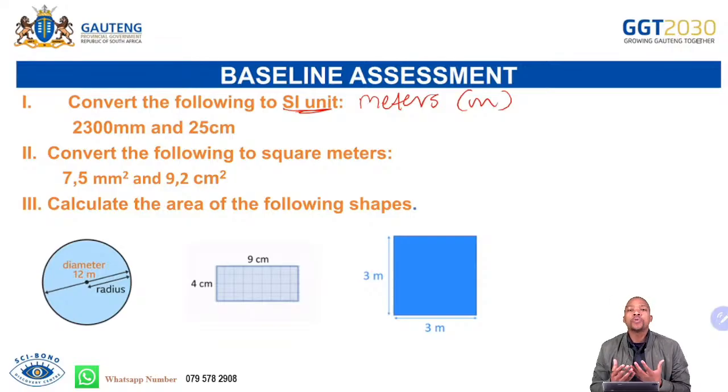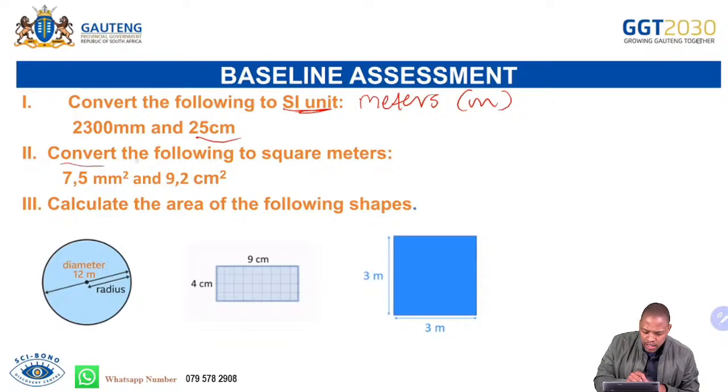Or better yet, let's put it like this. If you see millimeters there, you must convert it to meters. Always, always, always. If you see centimeters, it must be converted to meters. Always, always, always. Okay, right.